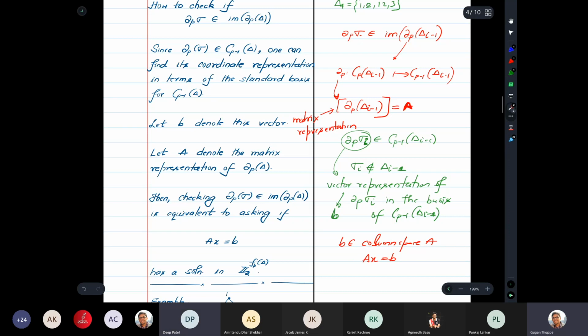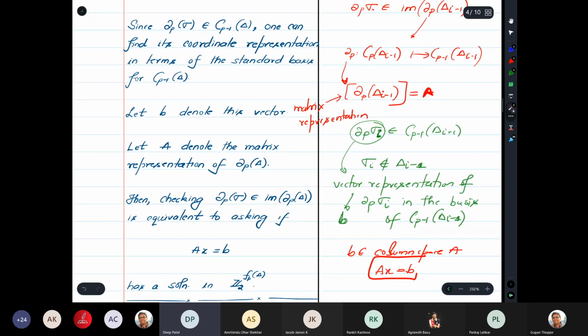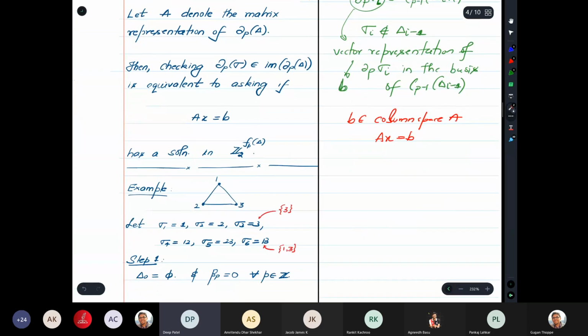Is that your question? No, I mean I still have programs to do that, but I need to form that A, right? The matrix A, for which I need the basis representation for C_{p-1} of delta for each p. So that itself will be. I'm not sure if I understand your question. So recall how we constructed this A over here, right?